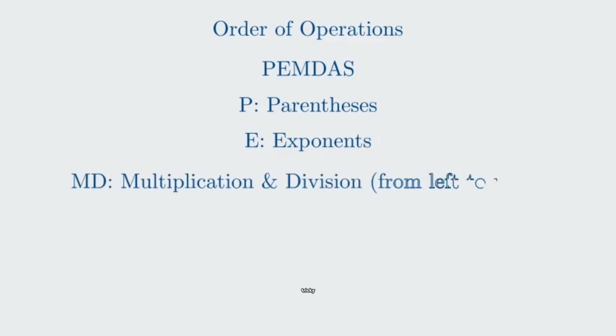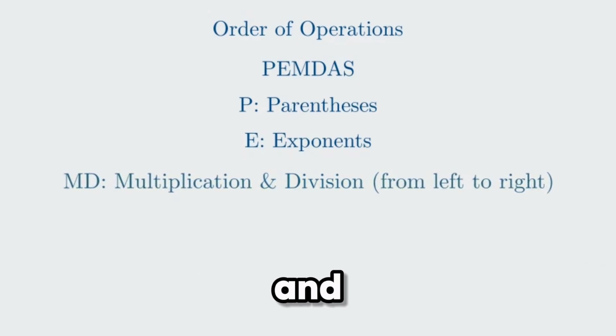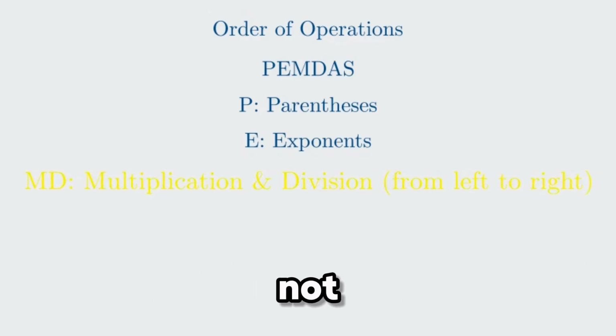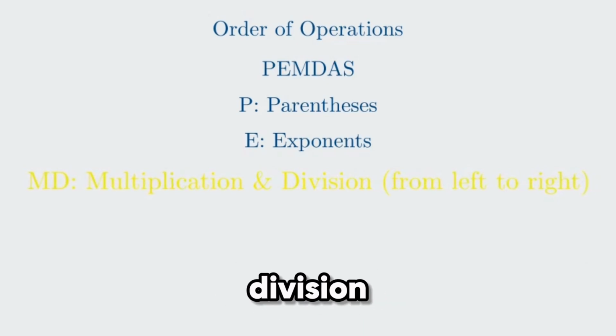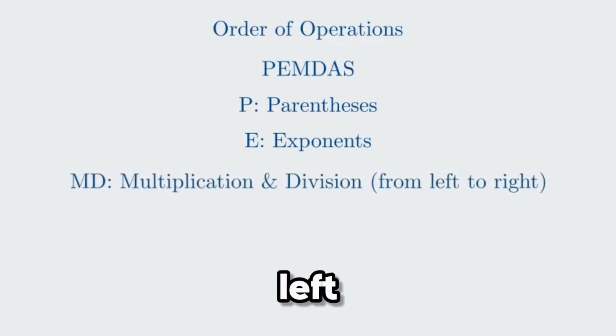Now here's where it can get tricky. The M and D stand for multiplication and division. You perform these two operations from left to right. They have the same priority. I want to repeat that. Multiplication and division are done at the same time from left to right. It's not multiplication first, then division. It's whichever one you see first when you scan the problem from left to right.